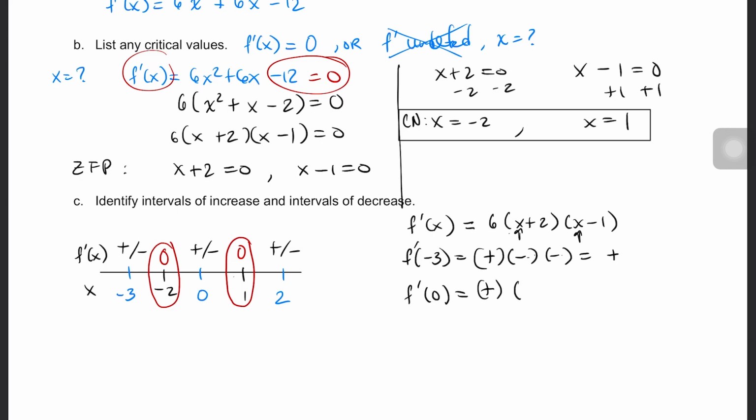When you plug in a 0 in here, you're going to get 0 plus 2. That's 2, but it's just a positive. When you plug in a 0 in here, that gives you 0 minus 1, which is -1, which is just a negative. Again, we're multiplying, so this will give us positive times negative, gives you a negative.